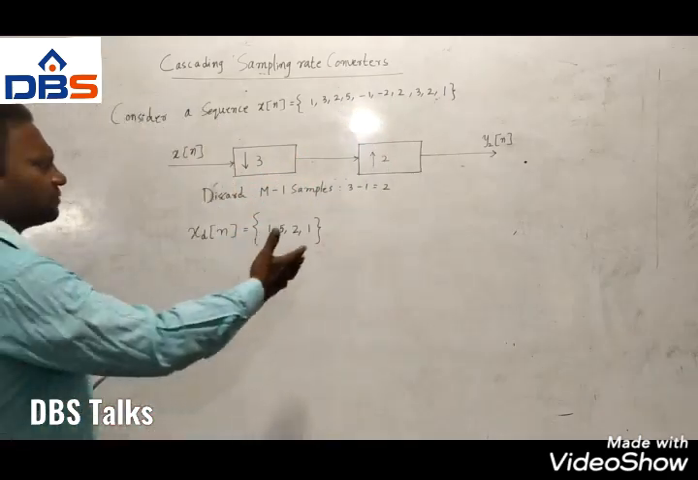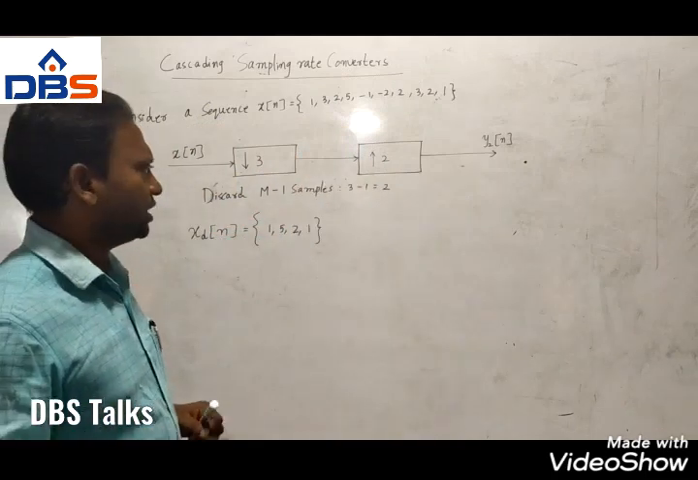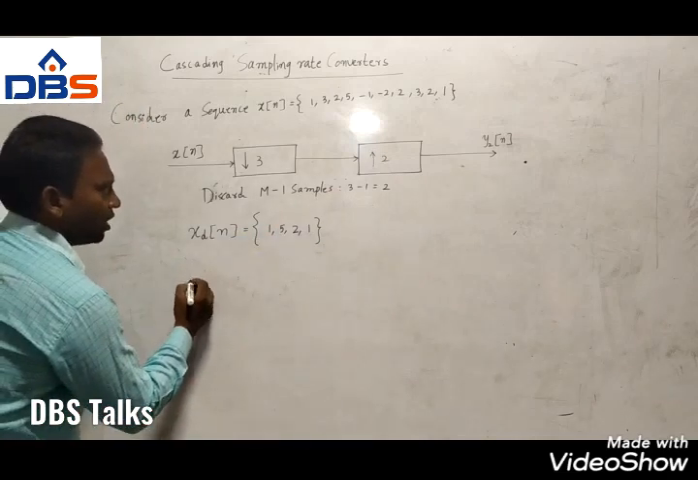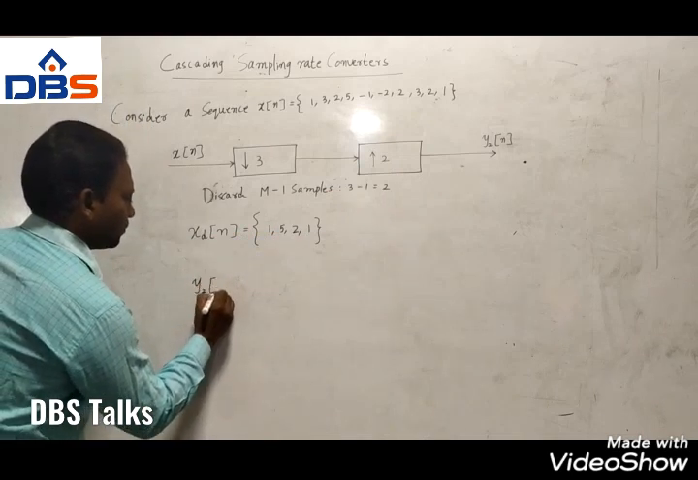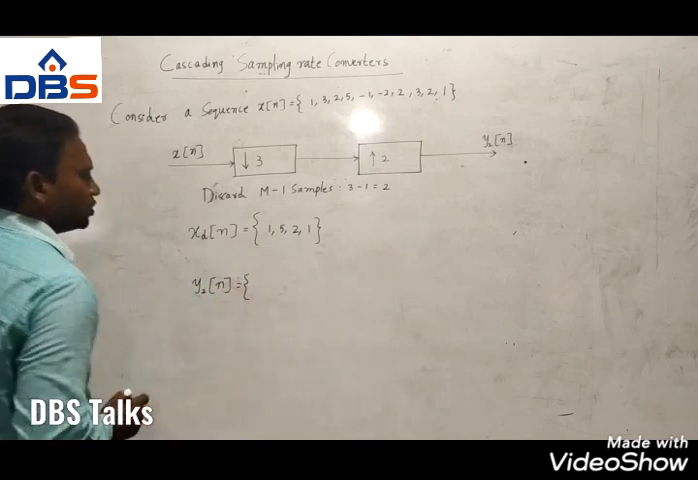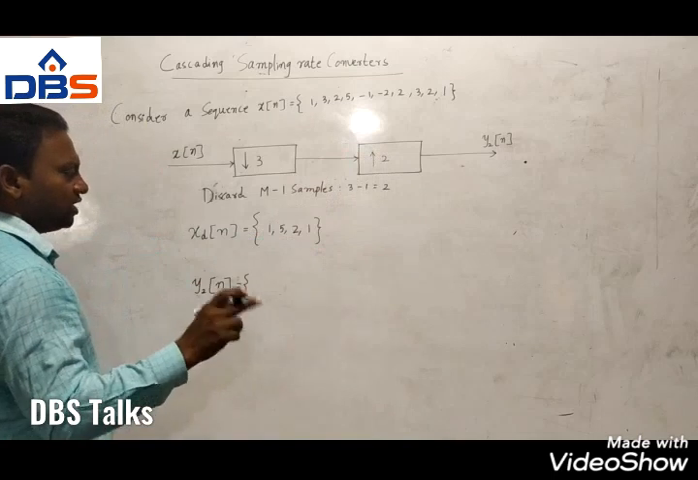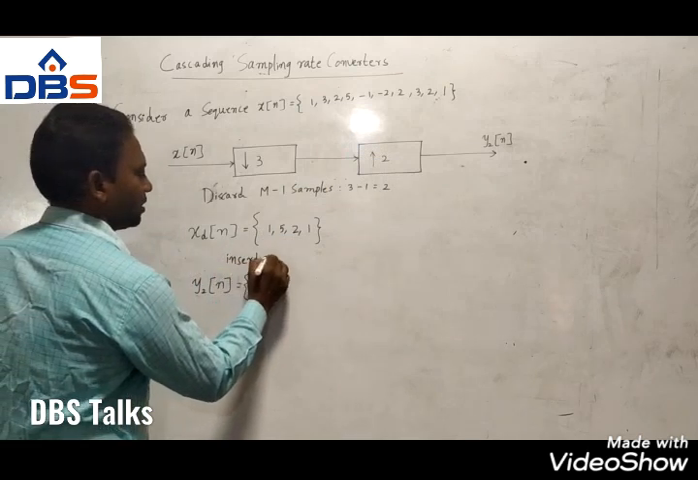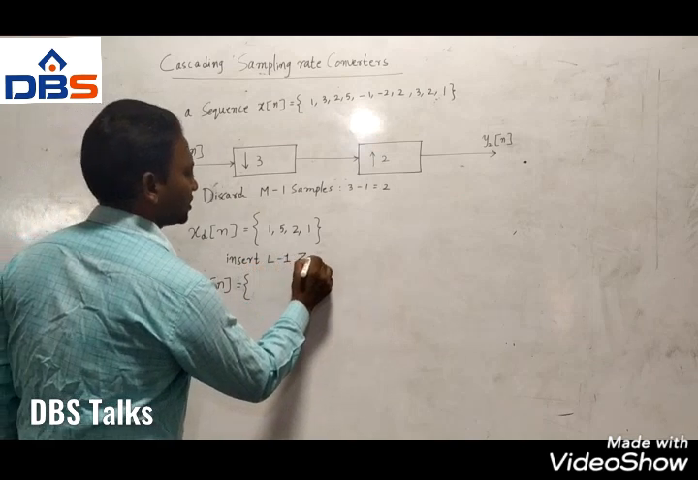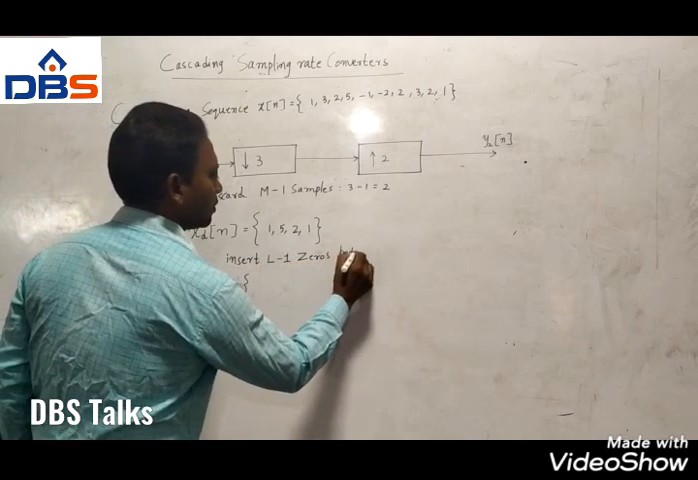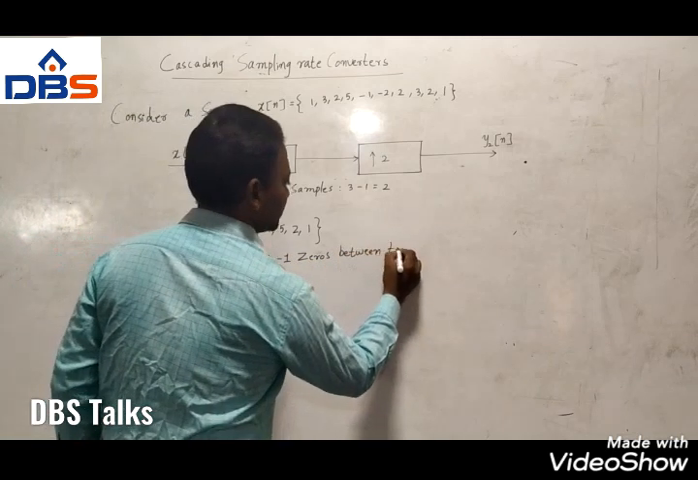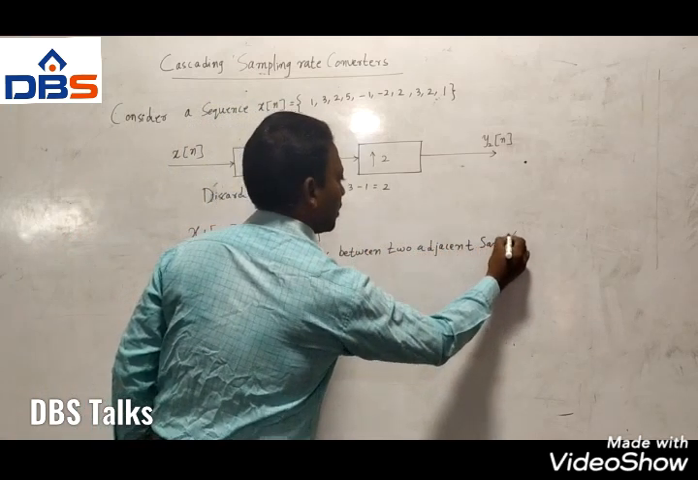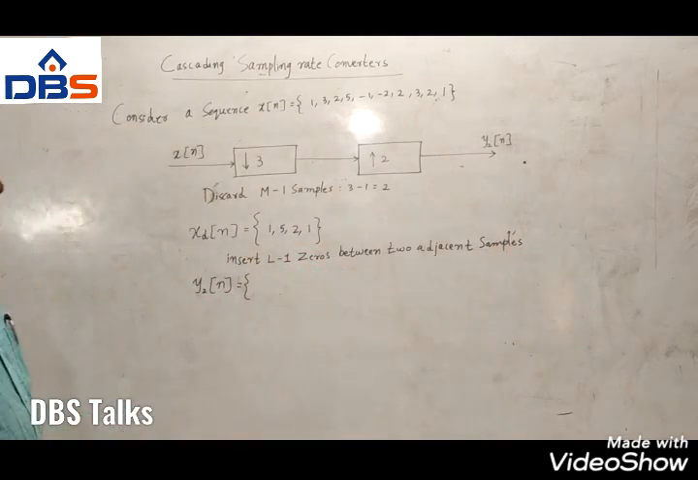Okay. Now after this, we have an upsampler by 2. The upsampling factor or interpolating factor is 2. So now we get y2n, the final output y2n. Here the upsampling factor is 2. What is the meaning of upsampling? Upsampling means insert L minus 1 zeros between 2 adjacent samples.